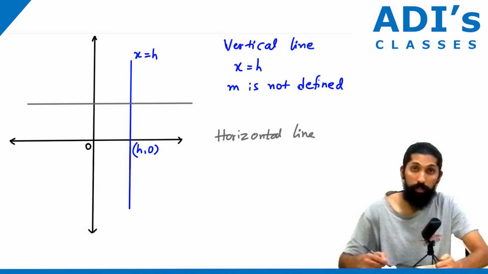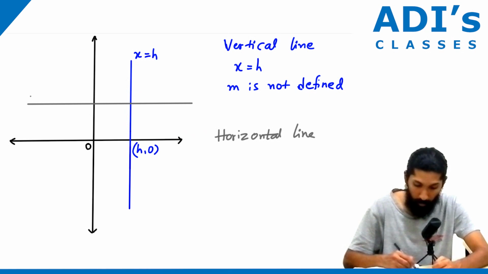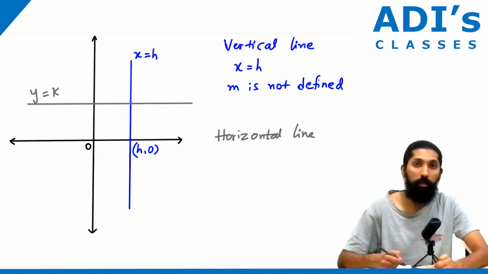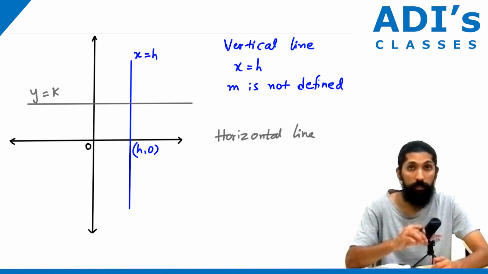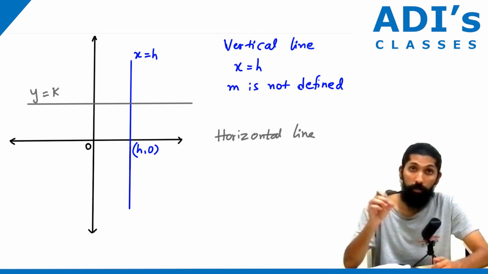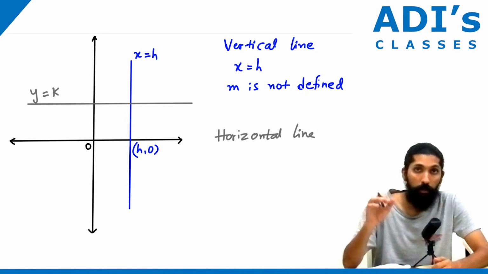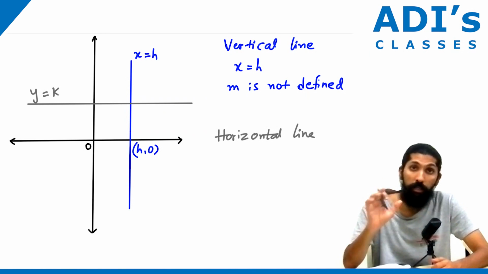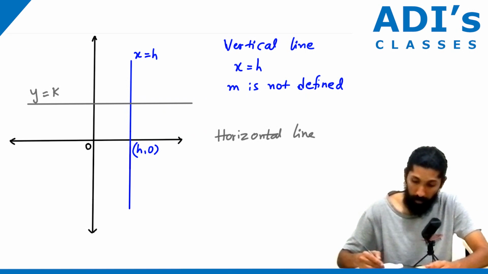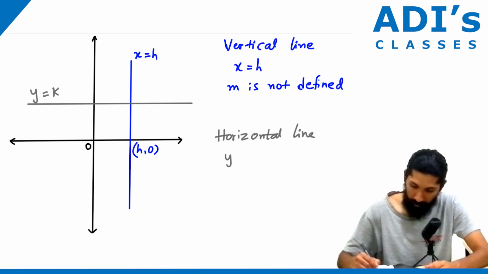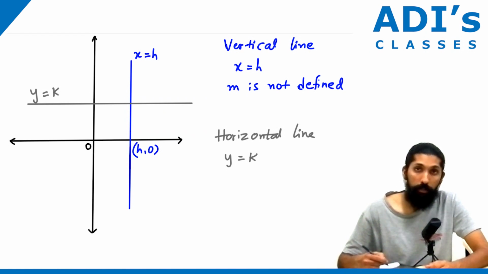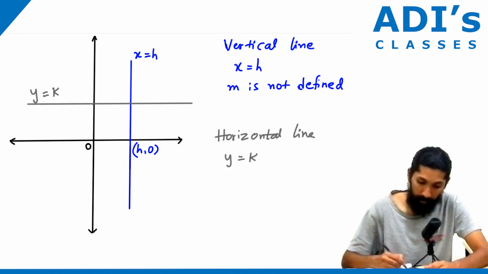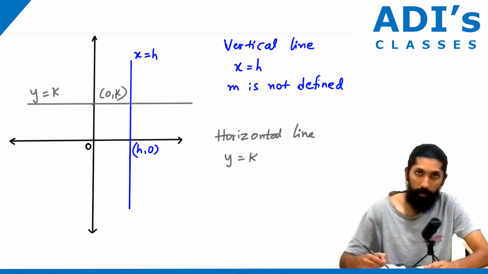Now the equation of such a line, a horizontal line, is going to be y is equal to k. Now remember, x is equal to h is one line, y is equal to k is another line, correct? Both h and k are real numbers. Whatever you can take, but they are real numbers. Now here, for the horizontal line, the equation is y is equal to k. That means the point where it cuts the y-axis is going to be 0 comma k. Fair enough? 0 comma k.